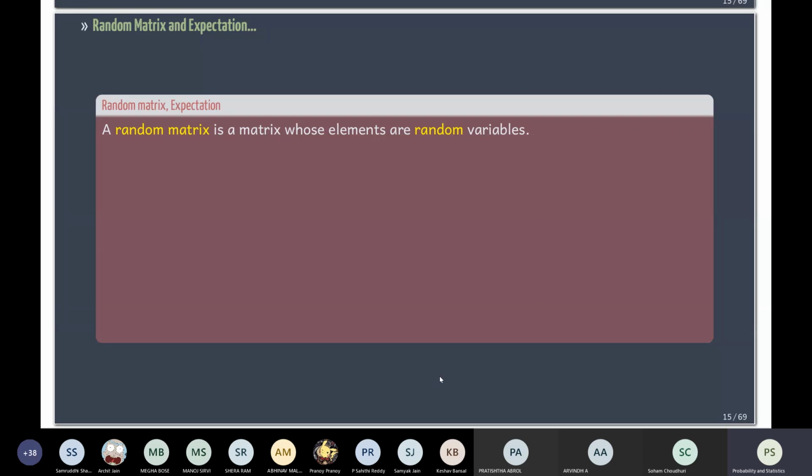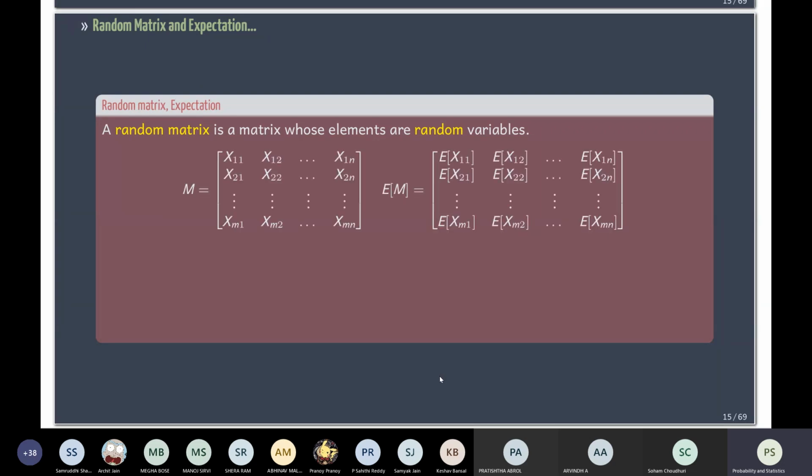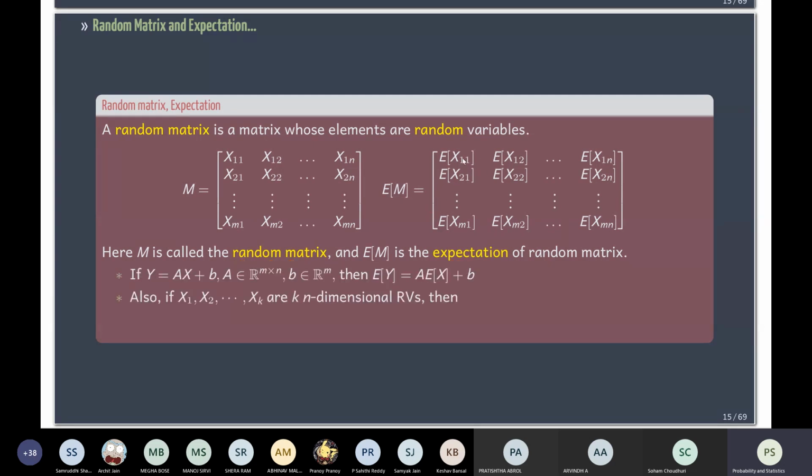So we have extended this, and of course nothing stops us from also considering a matrix of random variables, whose elements are random variables. So for instance, if I have a matrix M like this, whose components are now random variables, then I can talk about the expectation of M to be a pointwise operation on the individual components of the matrix. Here M is called a random matrix, and the expectation of M is the expectation of a random matrix. This is the way we define it. Remember that expectation makes sense only for a random variable, but we have extended the definition to matrices. But in principle, it's the expectation of the random variables inside.